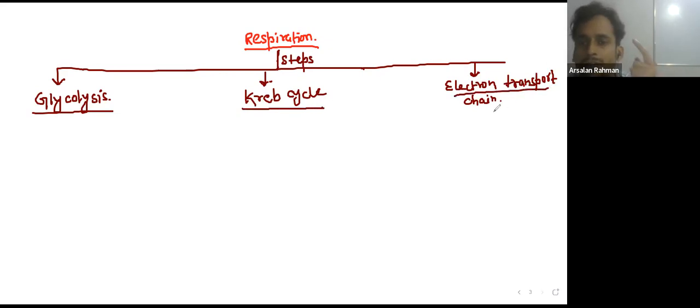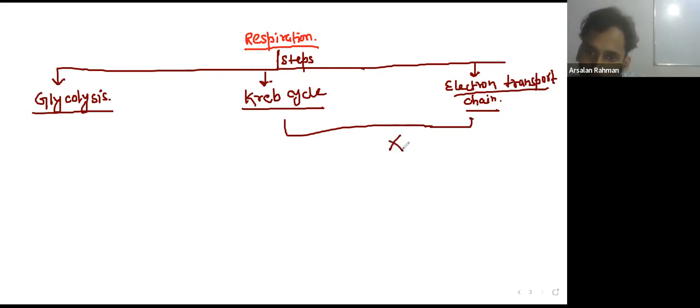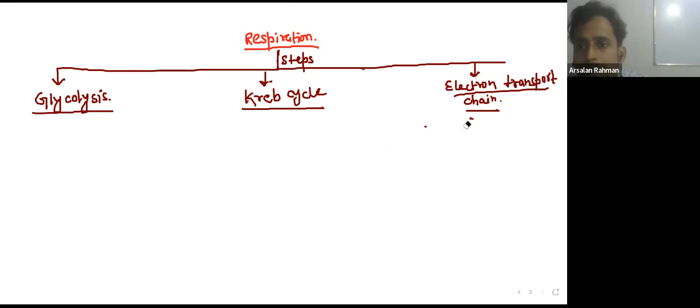The first one is glycolysis. The second one is the Krebs cycle. And the third one is the electron transport system or chain. You don't have to study these two steps in detail, but I have to tell you a little bit about where they occur. For the Krebs cycle and electron transport system, you just have to remember the names.